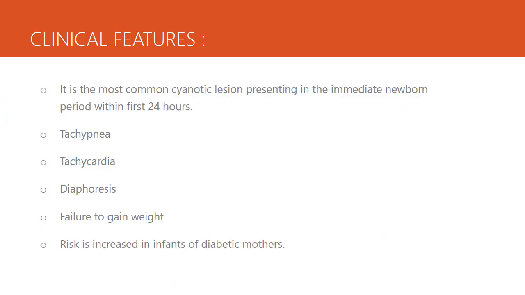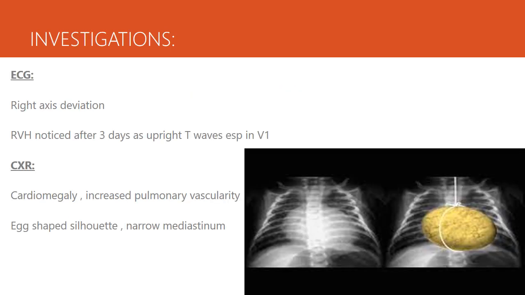So transposition of the great arteries is the most common cyanotic lesion presenting in the immediate newborn period within the first 24 hours, and it presents with tachypnea, tachycardia, diaphoresis, failure to gain weight, and the risk is increased in the infants of diabetic mothers. ECG will show right axis deviation due to right ventricular hypertrophy.